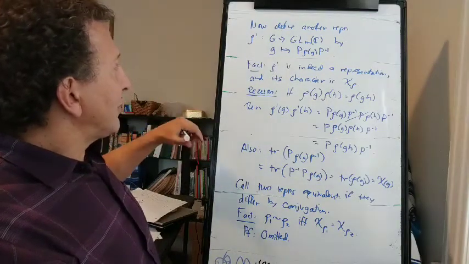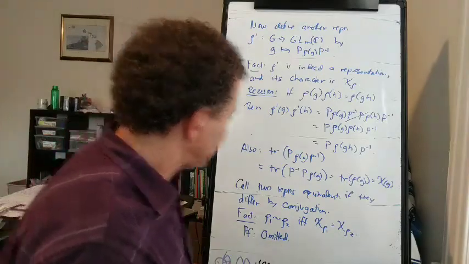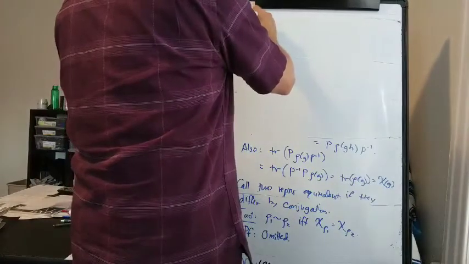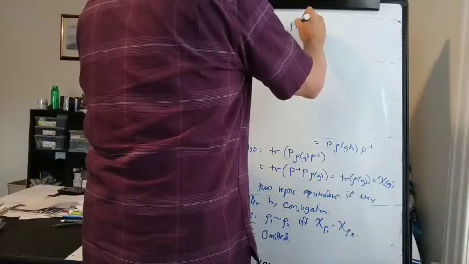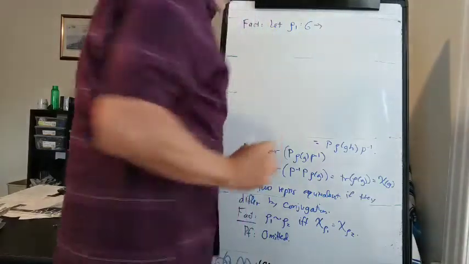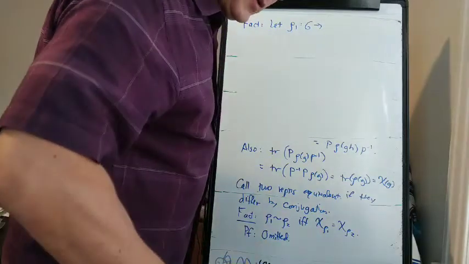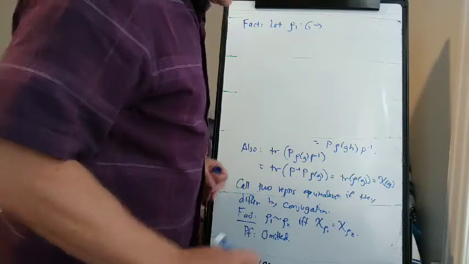All right, so one way to get a representation from another is to conjugate by a matrix. Now let's say we have two representations. I'm going to put them together to make a third. So let's let rho 1 be a D1 dimensional representation, and let's let rho 2 be a D2 dimensional representation.